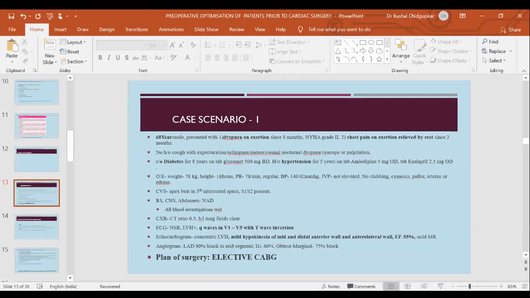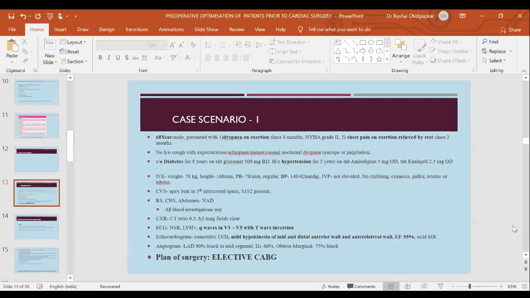What are the symptoms of a patient with coronary artery disease? So patient will have chest pain. Is dyspnea a common symptom in coronary artery disease? No, sir. It's not a common symptom. No, isn't it? So breathlessness is a feature.